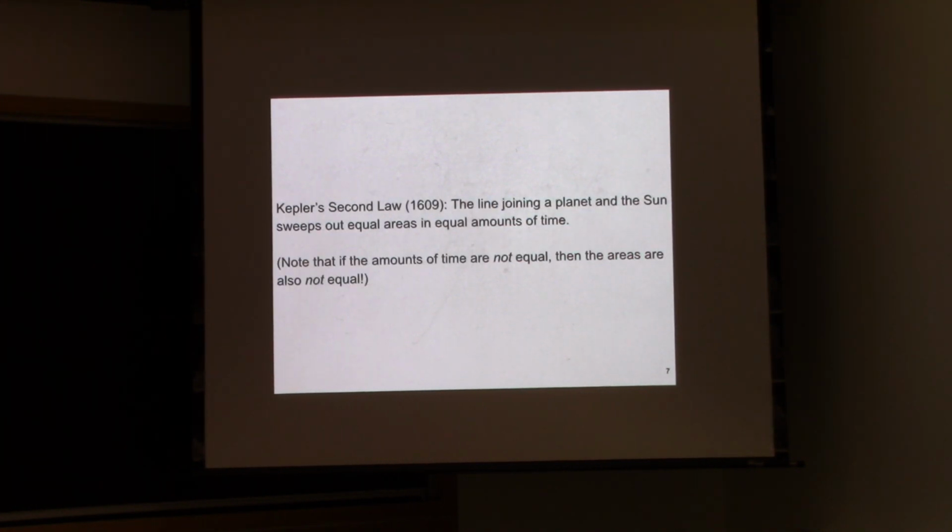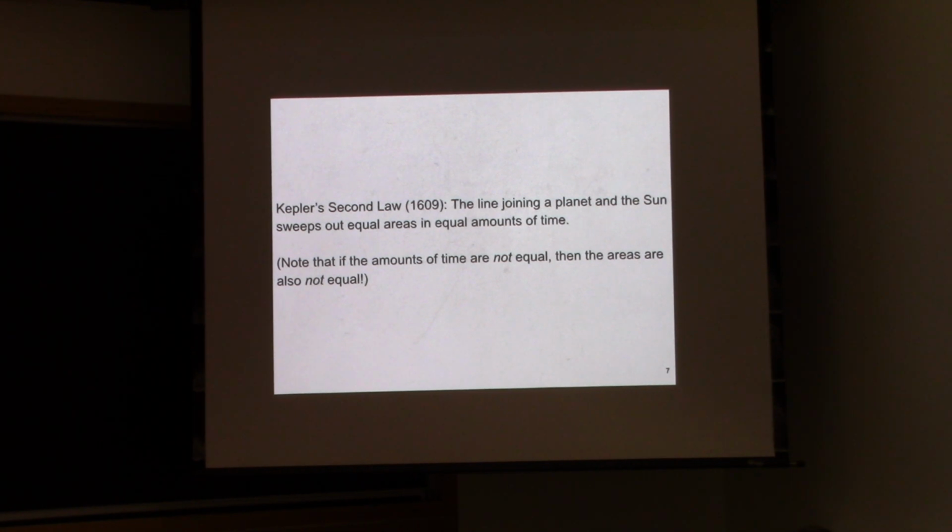Okay, on to Kepler's second law, also published in the same book. This is 1609. The line joining a planet and the sun sweeps out equal areas in equal amounts of time. And note that if the amounts of time are not equal, then the areas are also not equal, because it often happens that people misinterpret it as meaning something like the areas are always equal no matter what, which doesn't make any sense.